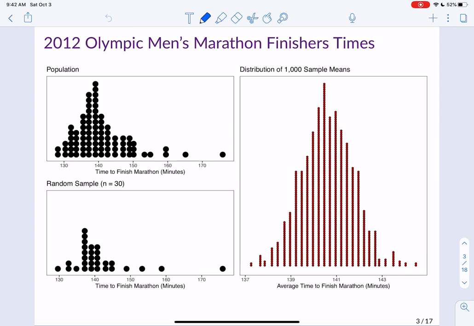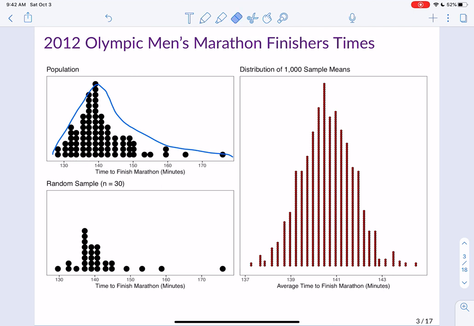So let's begin with an example. This is data from the 2012 Olympic men's marathon finishers, and this is their finisher's time. If you look in the upper left in this plot, this is a plot of all the men's finisher times. I think there were a total of 87 individuals that finished the marathon, and this is what the distribution of their times looks like. This is the population, which I'm hoping you would describe as somewhat right skewed.